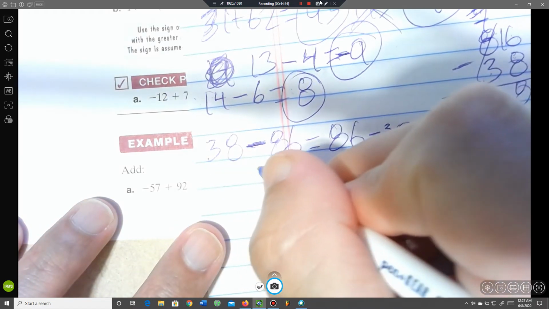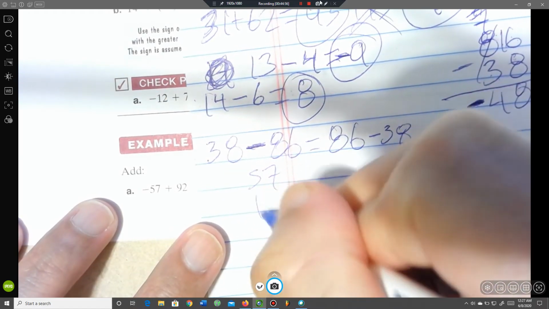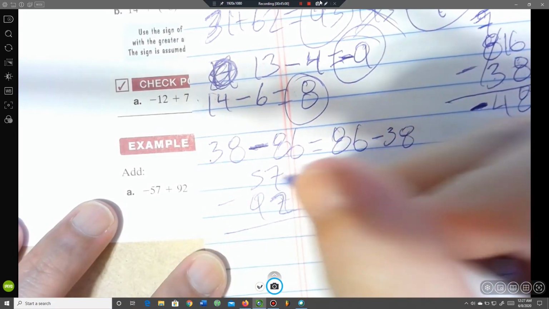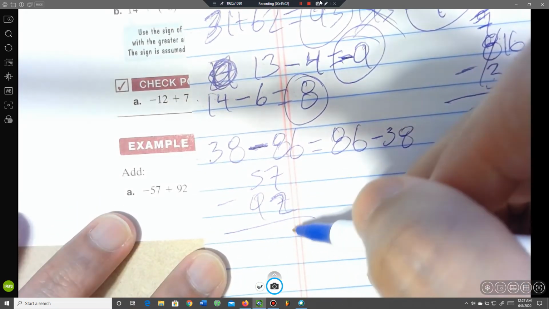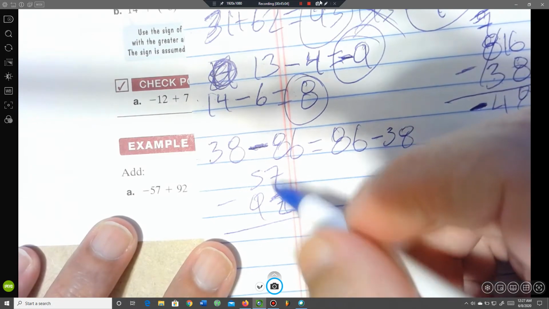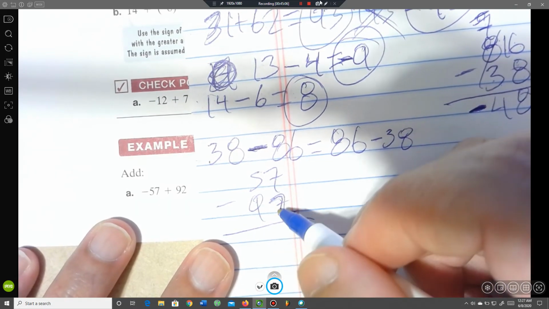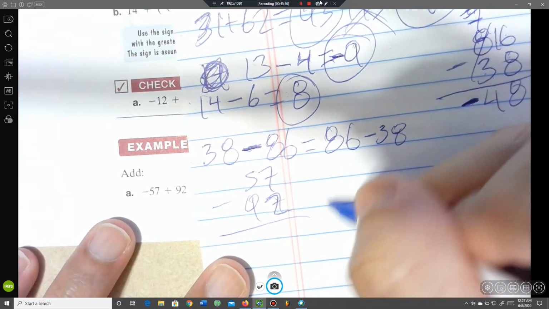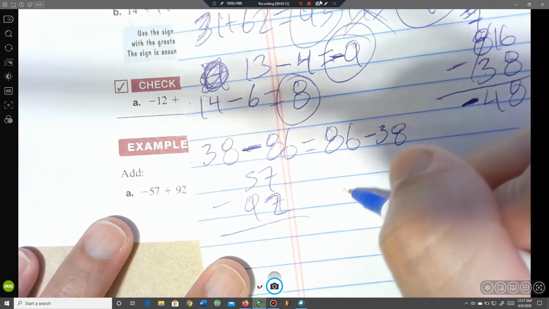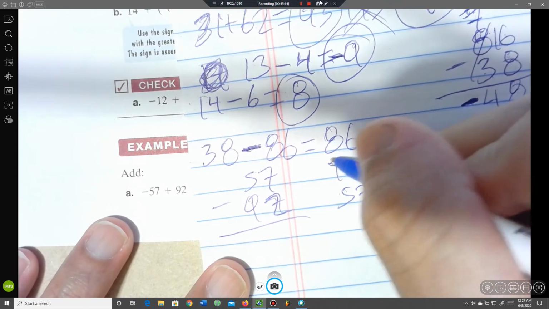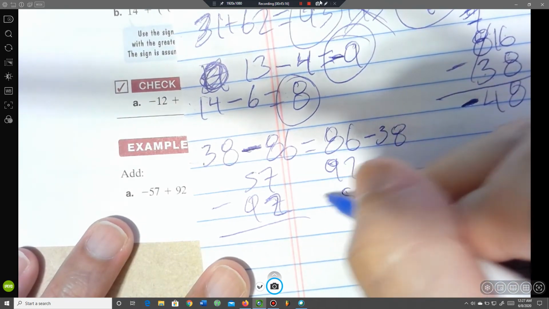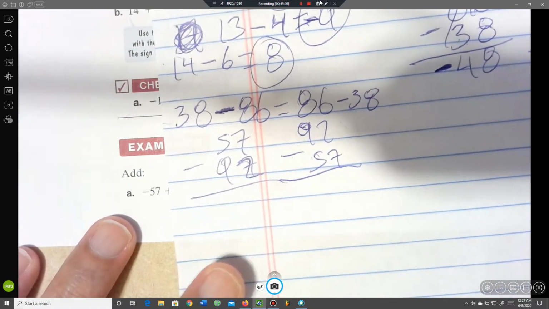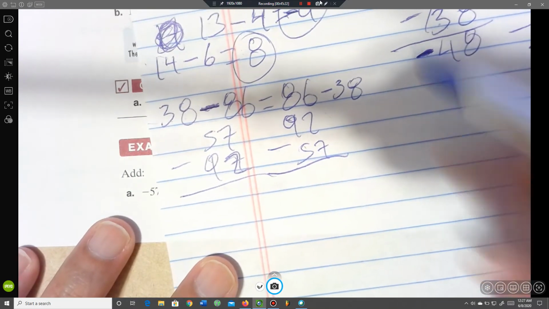However, I cannot do this, or else I'm going to get slightly different values, but still the wrong answer. So I need to subtract the smallest value from the largest value, and that's the rule. We're going to keep doing this every time.